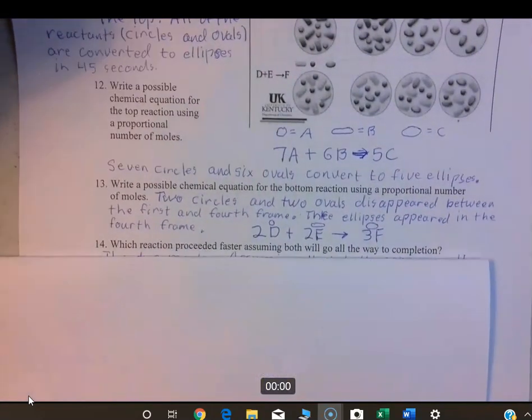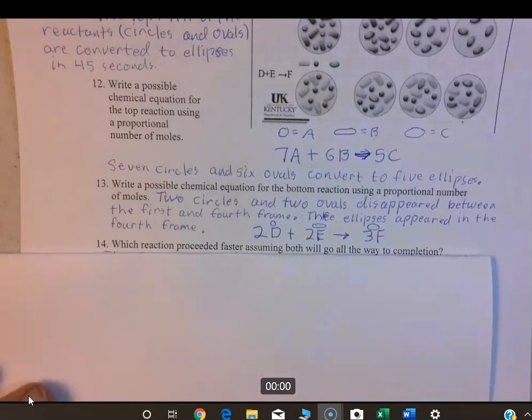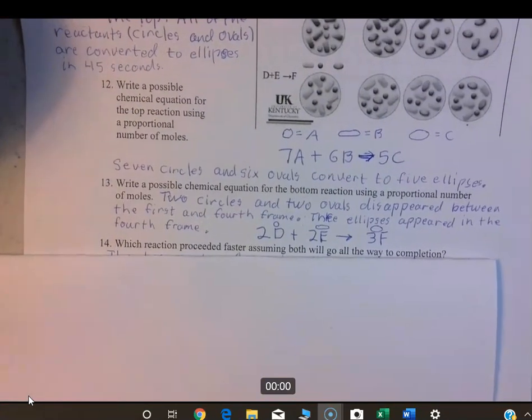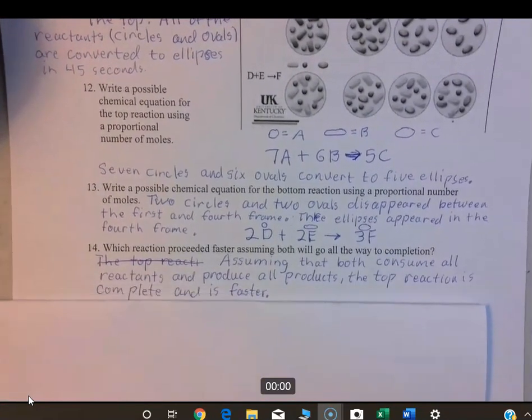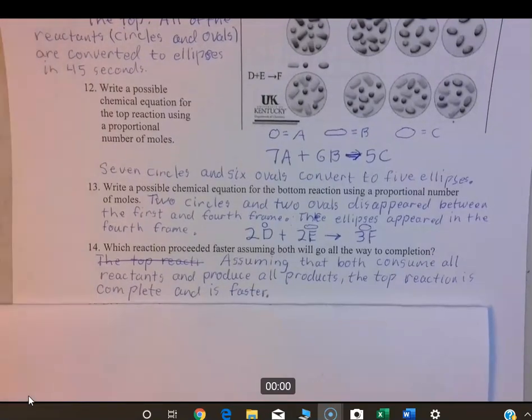Okay, let's keep going. Which reaction proceeded faster, assuming both go all the way to completion? Well, I think we said that already. Assuming that both consume all reactants and produce all products, the top reaction is complete and is faster.